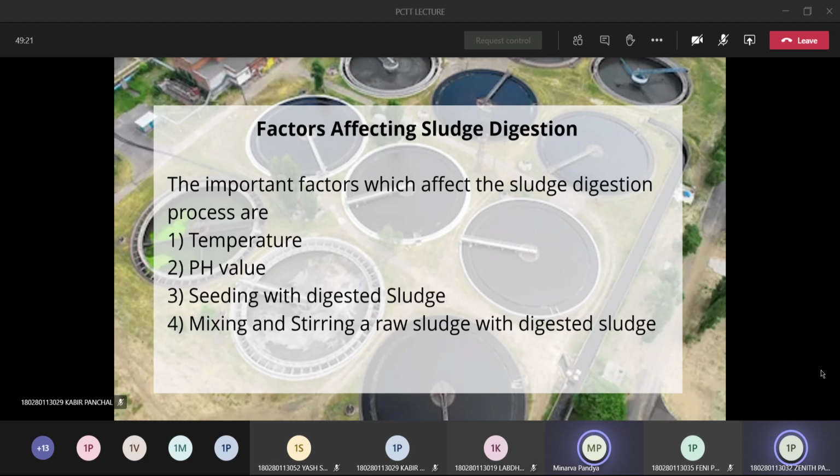Hello. So I'm going to explain the factors affecting the sludge digestion. The important factors which affect the sludge digestion process, the process which we have already seen in the previous slides, are temperature, pH value, seeding with digested sludge, and mixing and stirring of raw sludge with digested sludge. All these factors are explained in the next slides. Next slide, please.